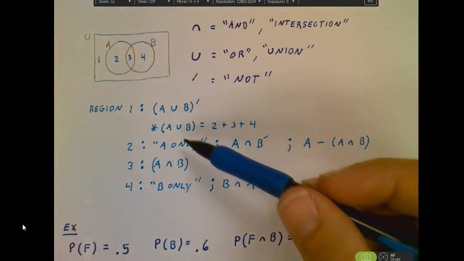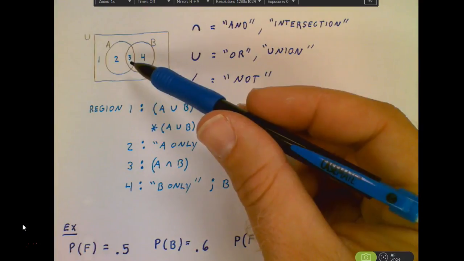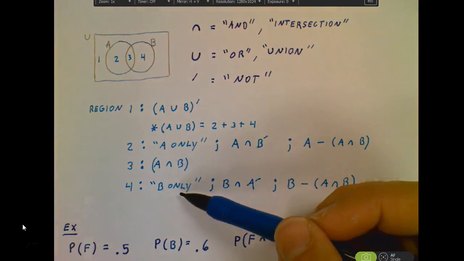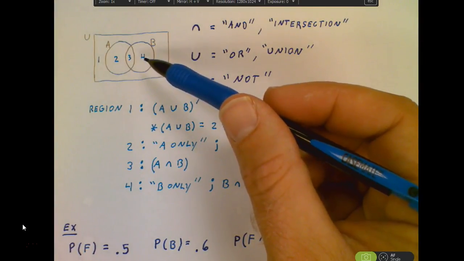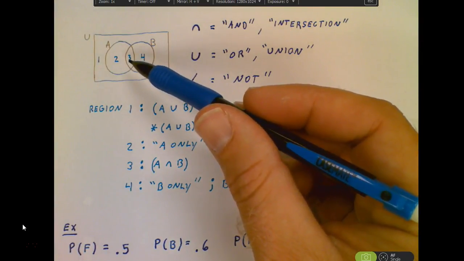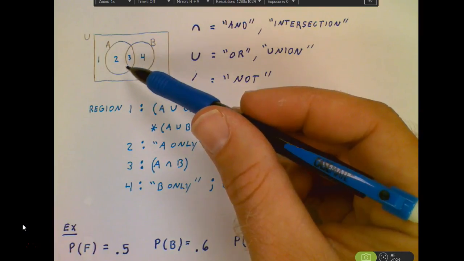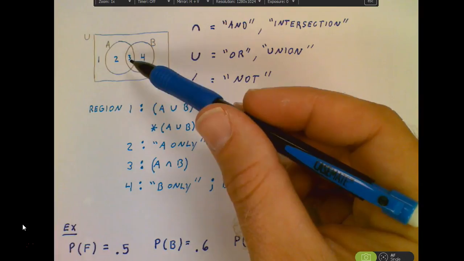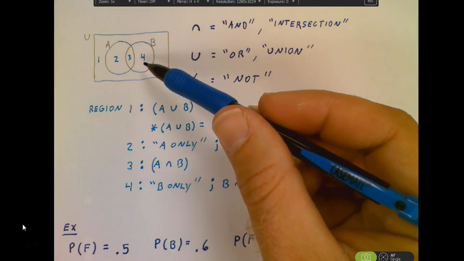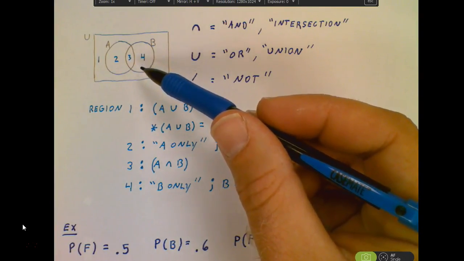A and B is that middle piece, so that's number 3. That's the things they have in common. B only is just like this one, but on the other side. So B only is region 4. It's the things that are in B, but not in common with event A. So to find it, if I know all of B and I subtract out what they have in common, that leaves me with the B only number that you see right here.